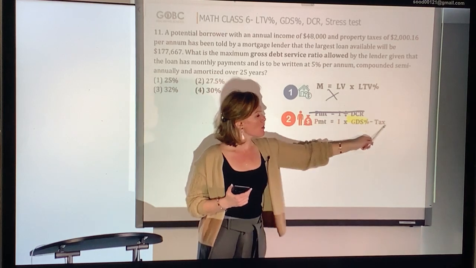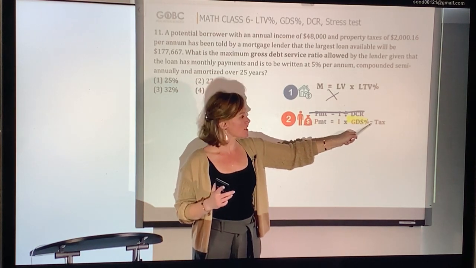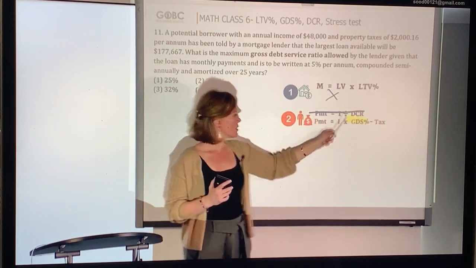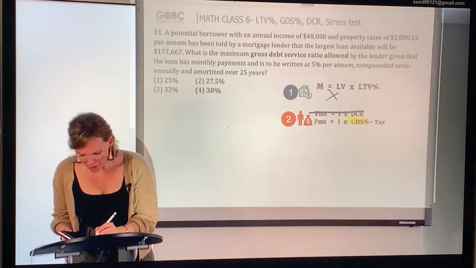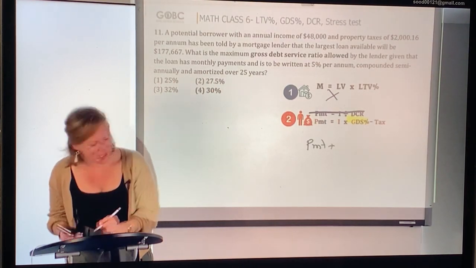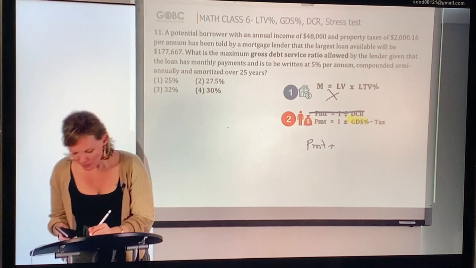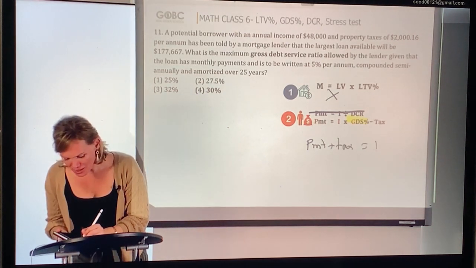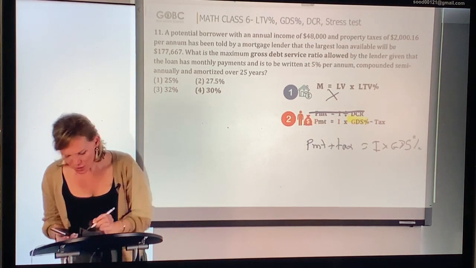When you move them, you have to move them with the opposite sign. So if it's negative now, then you have to move it as positive on this side. So basically, on this side you'll have your payment, and then you would add the taxes to it, plus tax. That is the first thing that you would do to convert the formula.